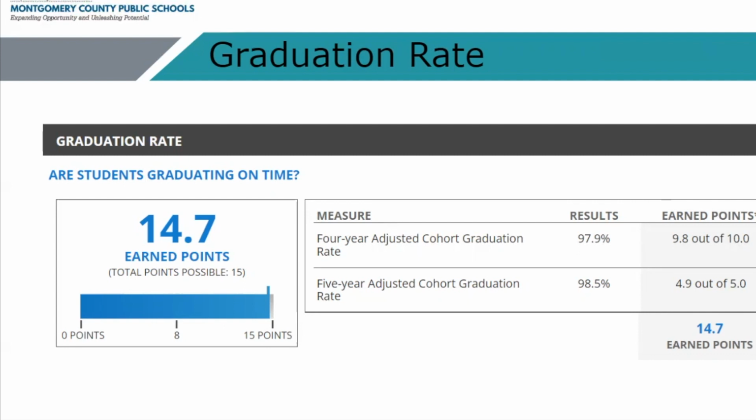You'll see that the 4-year adjusted rate is 97.9%, and then the 5-year, because there's always a handful of students that maybe have a summer school course to take or one more course to take as a 5th-year student, and then they graduate. So by the time we're at 98.5%, that gets us almost all of our 5 needed points here.